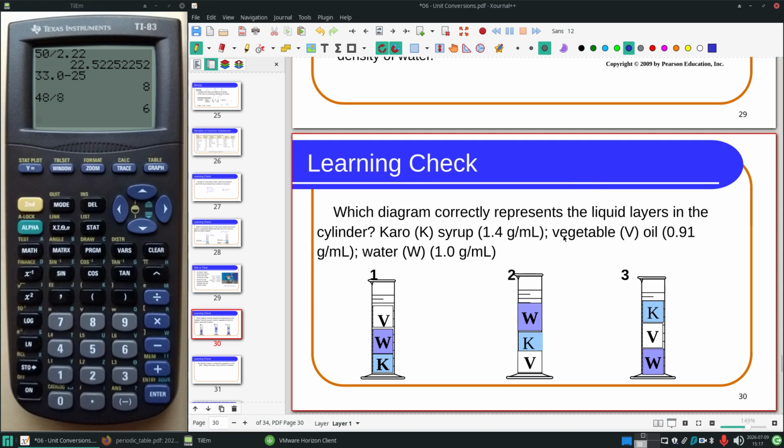But if I do it like this, where I have these things set up and I do it nice and slow, I can typically keep that layer separated. Technically speaking, my heaviest density would be at the bottom, so that's got to be that Karo. The next one's got to be the water, because it's got slightly less, and then the oil sits on top of it.